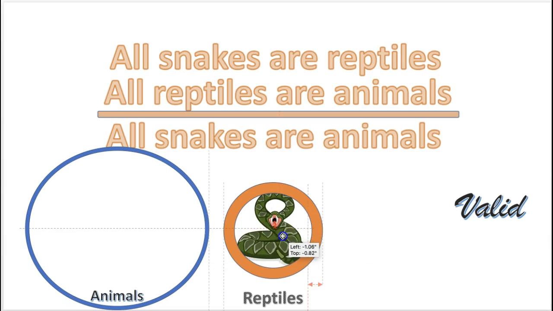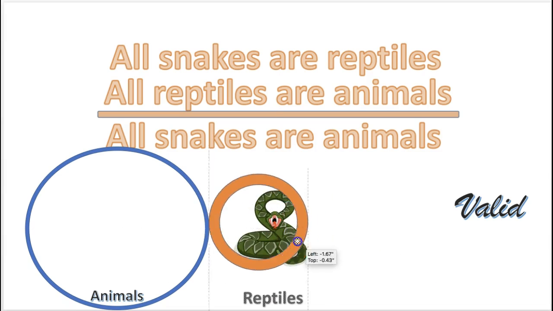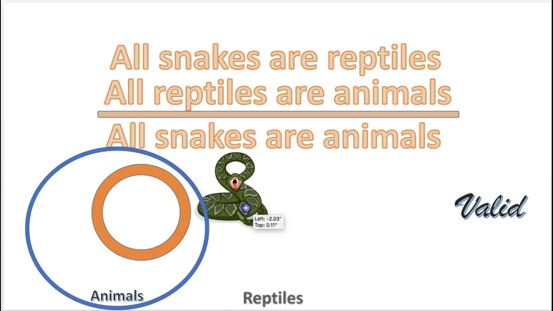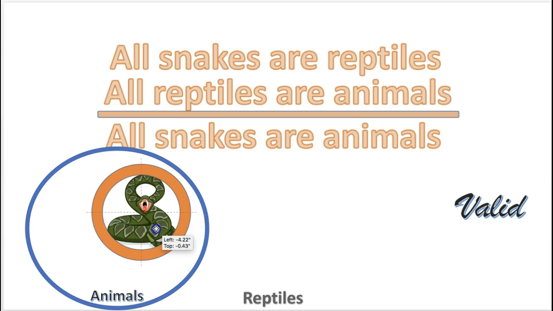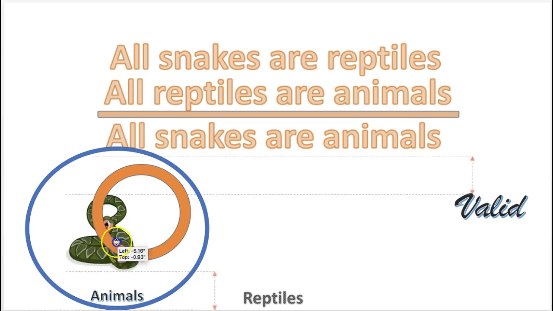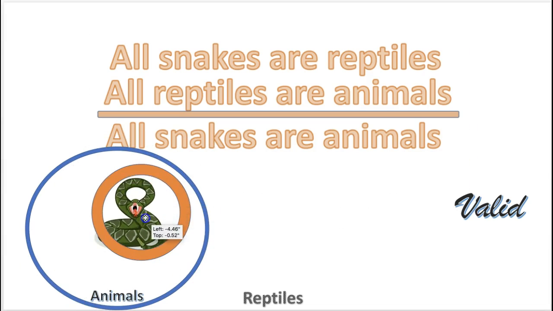All snakes are reptiles, and all reptiles are animals. So you put all the reptiles in the animal circle, and we already know that according to the premise, all snakes are reptiles. So now the conclusion says all snakes are animals. Are all the snakes in the animal circle? Yes, because they're also in the reptile circle, which is in the animal circle. So this is how the premises support the conclusion.